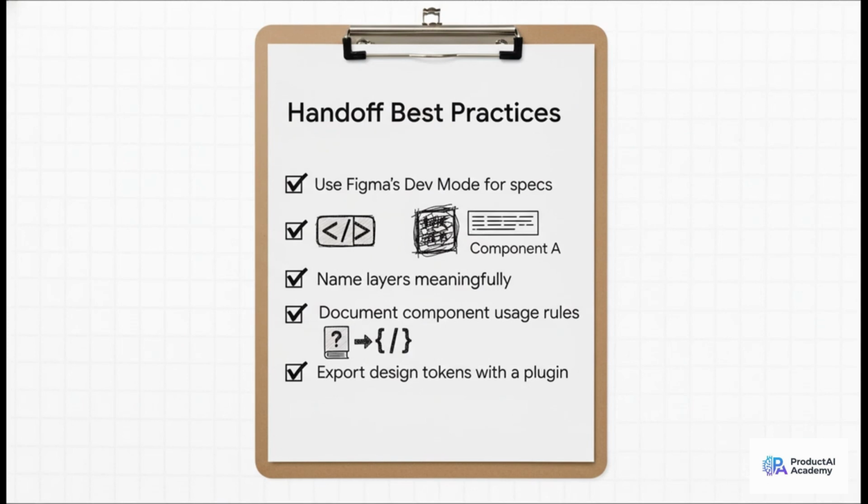So, for the absolute smoothest handoff possible, just follow this checklist. First, always use Figma's dev mode. It was literally built for this. Next, name your layers meaningfully. Please, no more rectangle 124. Then, document the rules for how and when to use a component. And finally, use a plugin to export all your design tokens, so developers can just plug them straight into their codebase.